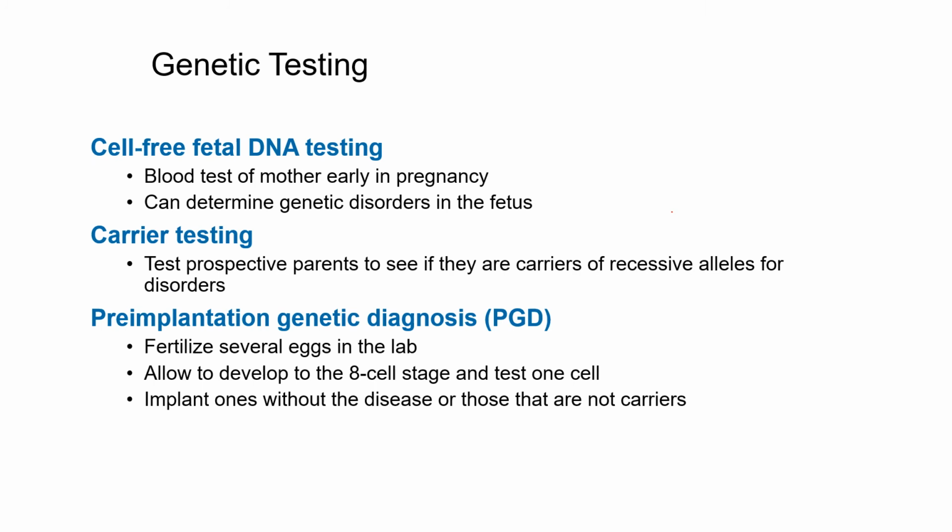So real quickly, we'll just talk about genetic testing, because this allows us to get into some of the topics we're going to talk about in just a minute. We can do genetic testing on fetuses now. You can blood test the mother early in the pregnancy to determine if there are genetic disorders in the fetus. You can then determine if they've got genetic deficiencies. You can do carrier testing, where you test both parents to see if they're carriers of recessive alleles for disorders.